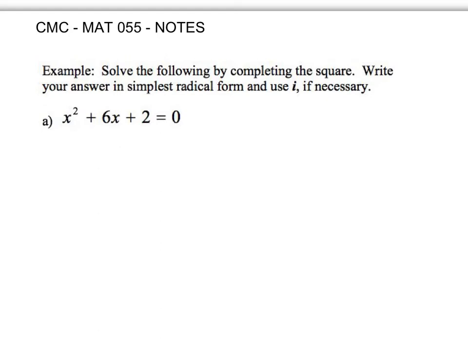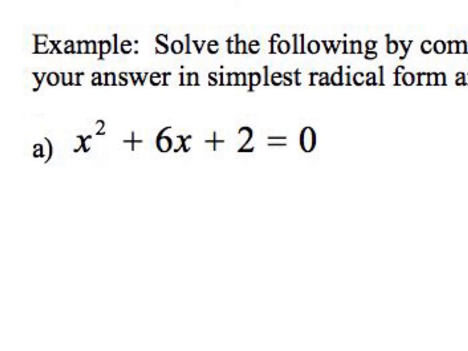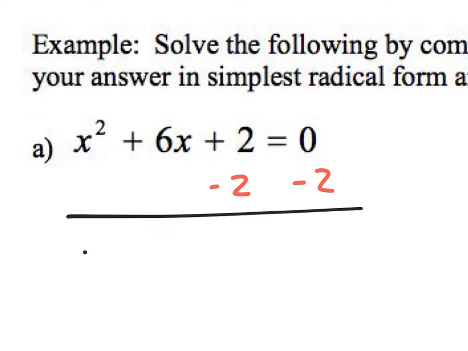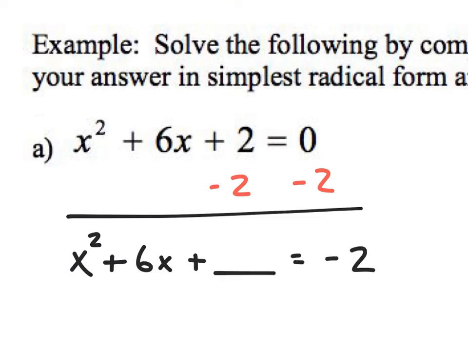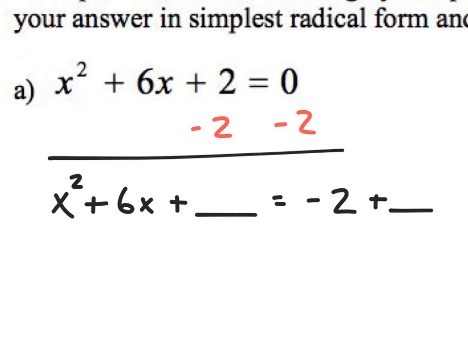All right, so what we want to do here is manipulate this and turn it into a perfect square. The first step is this: I want to move over this 2 to the other side. So my first step is going to be subtracting 2 from both sides. My next step is going to look like this: x squared plus 6x plus blank is equal to negative 2. Now I want to put a number in here. If I do it to the left side, I have to do it to the right side as well, so I'm going to do a plus blank here. So right now I have just moved over the 2, and I've left a space for this number here and here.